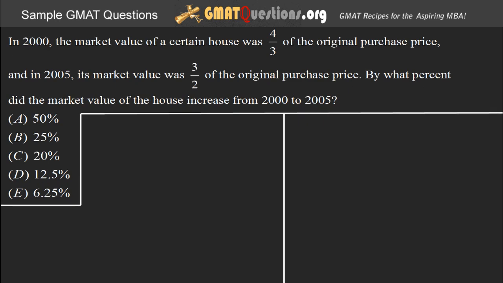Hi. This is a GMAT question from gmatquestions.org. Let's read the question. In 2000, the market value of a certain house was 4/3 of the original purchase price. In 2005, its market value was 3/2 of the original purchase price. By what percent did the market value of the house increase from 2000 to 2005?